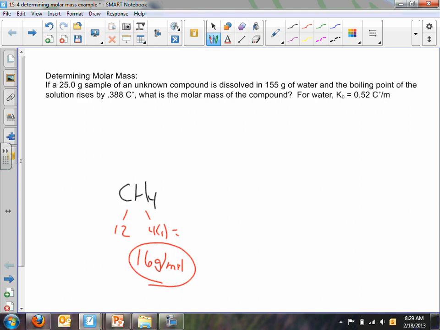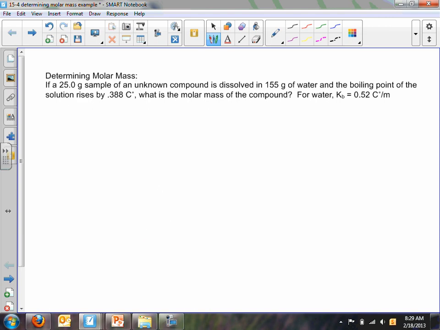What we're going to do in this example is figure out the molar mass of an unknown compound. So I have no idea what the formula is, and we're still going to be able to figure out the molar mass. Now that's pretty impressive if you think about it, finding the molar mass without even knowing what the substance is. In order to do that, we have to use what we've learned about boiling point elevation and freezing point depression, or some of these colligative properties, to help us.